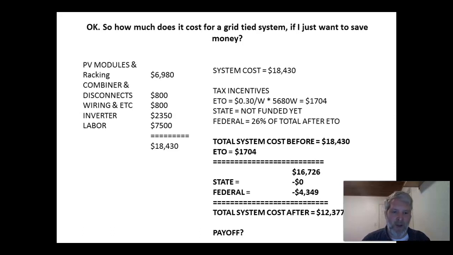So right now though, if you just look at the ETO incentive, you get 30 cents per watt. And since I spec'd it for a 5,680 watt system, that would give you $1,704 back from Energy Trust of Oregon. The state doesn't have any funding for that.